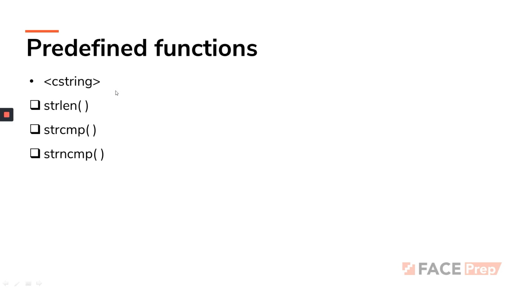The next header file we have is ctype. This basically deals with all the characters specifically. I've taken three different functions over here: toupper, tolower, and isupper.